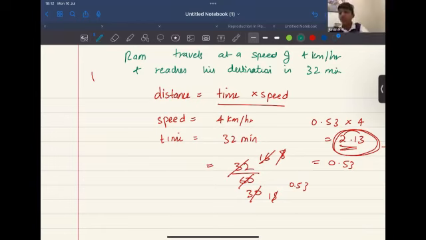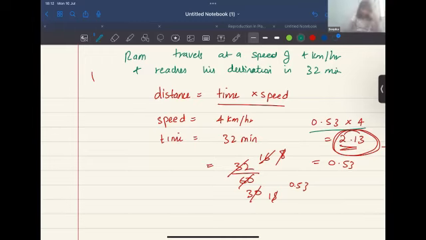Ma'am, how did you get 2.13, 0.53 into 4? Yeah, 0.53 into 4 is 2.13. You will get 2.12, something like that. I've rounded off and I've got 2.13. Oh, I got 2.1. Yeah, you must have. You didn't get the next number.